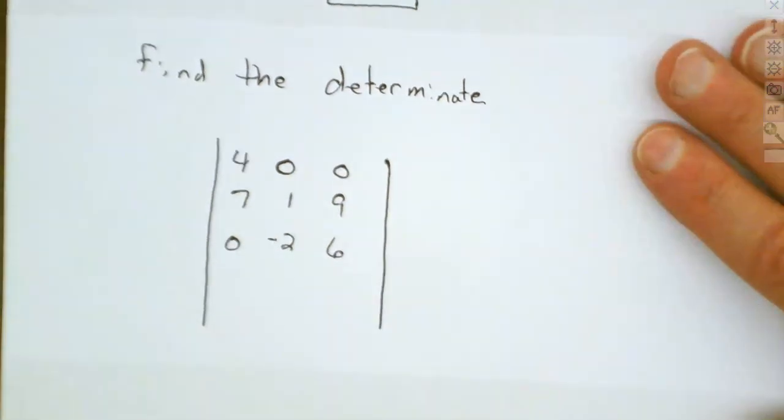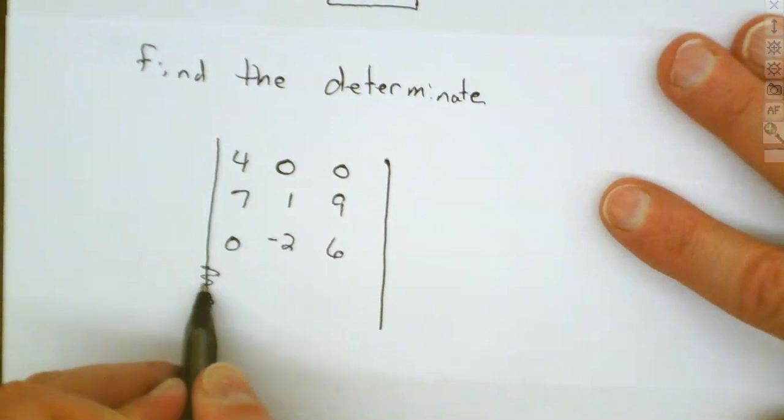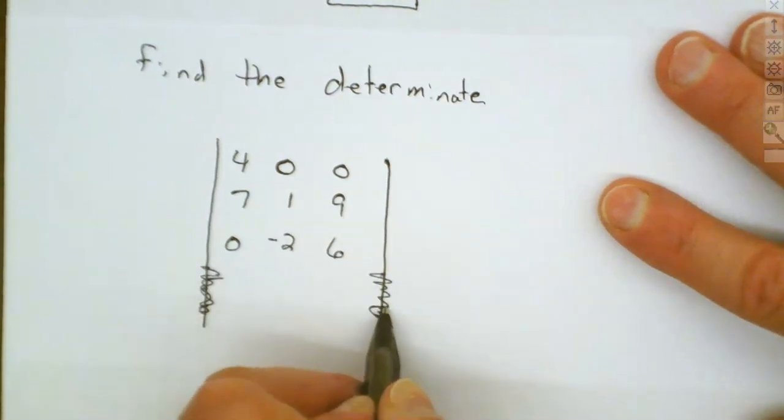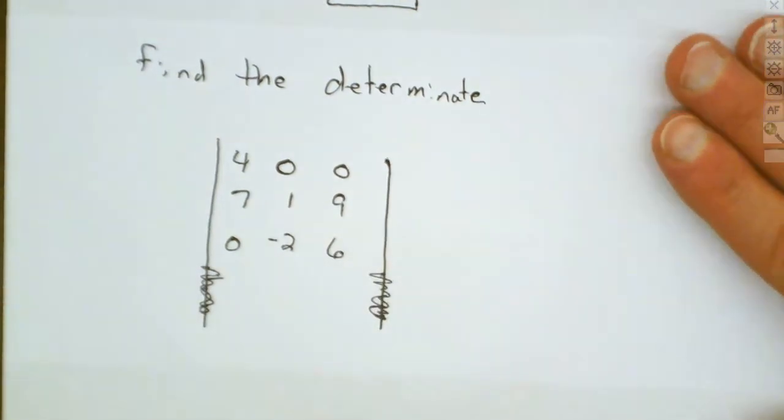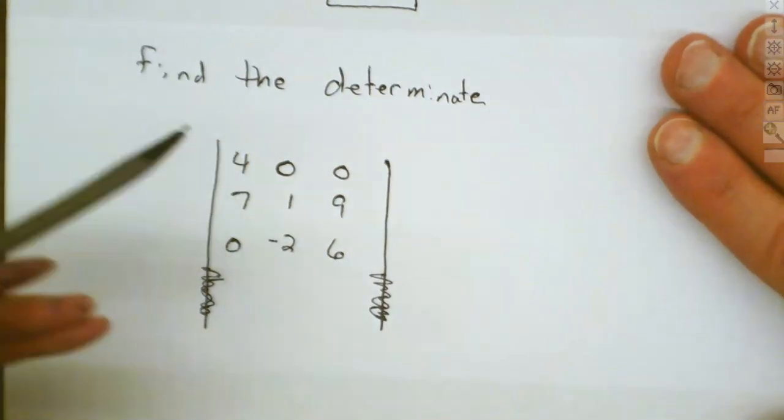Okay, so let's say I give you this one. And I made my lines a little bit long here, but that's okay. So didn't need to make them that long. Now, where would you expand? Would you expand down or across?